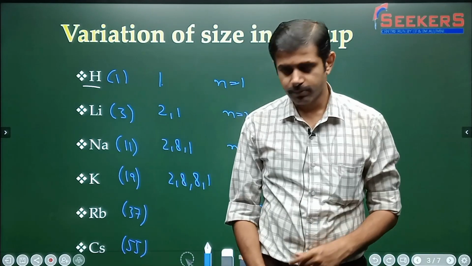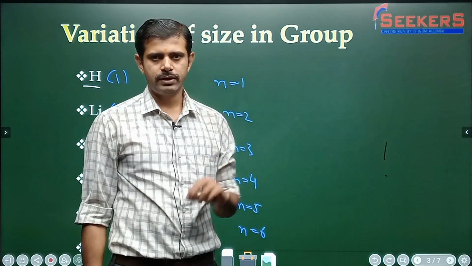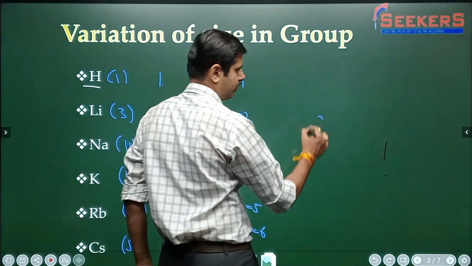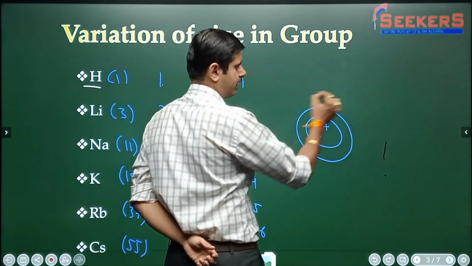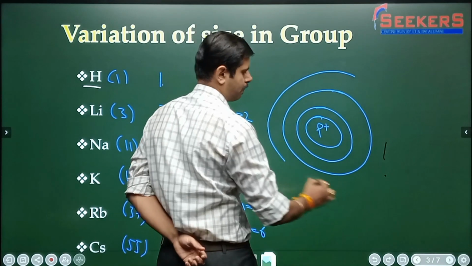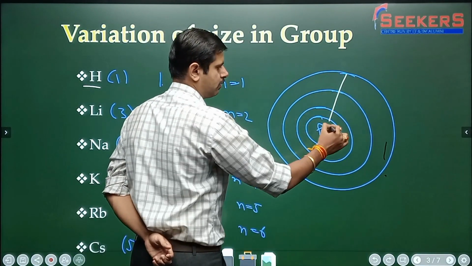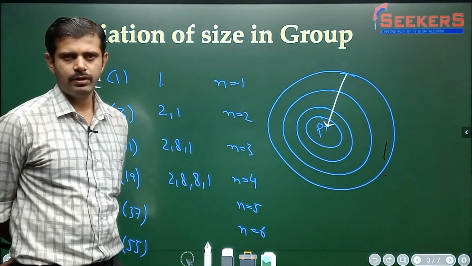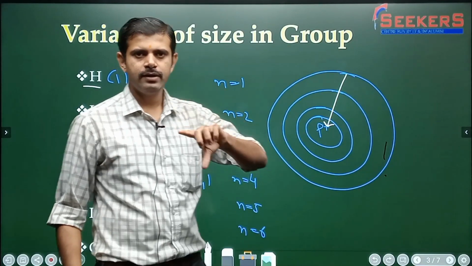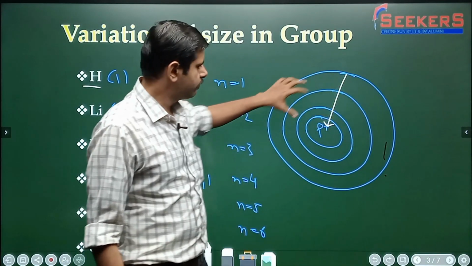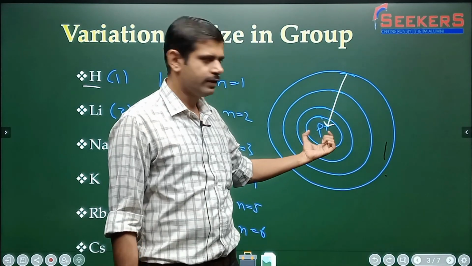Now here we can also ask a question: why not here also, since protons are increasing, they will attract the electron with a higher force. Here also protons are increasing, so they will attract the last shell. But what will happen? Protons will attract with some force, but the increase in the shells will outweigh the force of attraction.